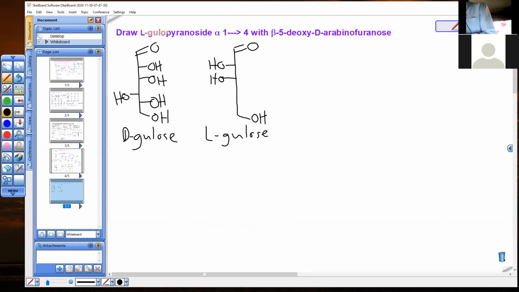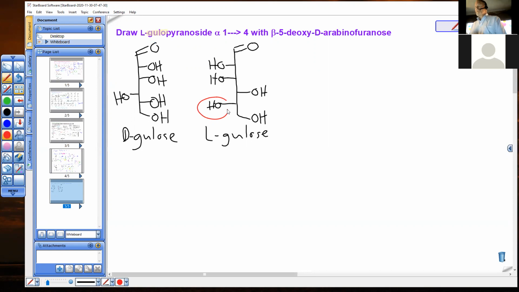Similarly there. This one's to the right. And the one that makes this an L sugar is right here. Look, what side is that on? The left. L sugars have that stereocenter on the left side. They're not natural, but they are found in nature.